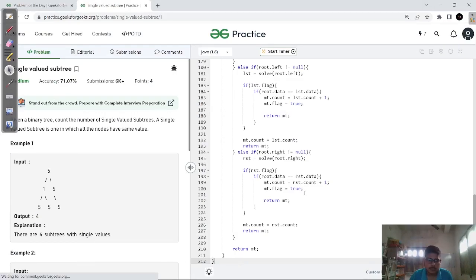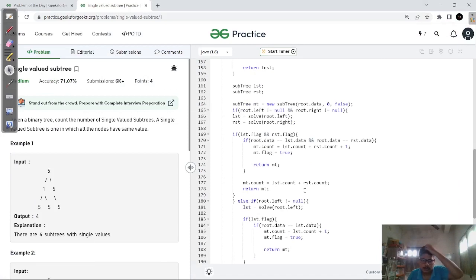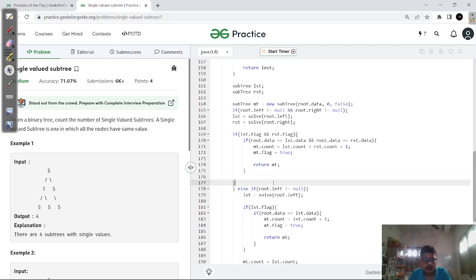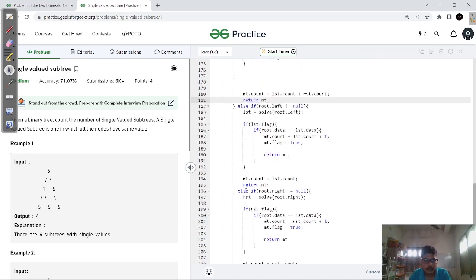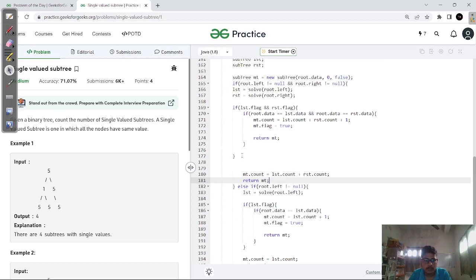Okay, so I was giving that part in this part, so it will be outside this part. So it will be outside this part, right? This was our mistake. So I think it will be okay now.